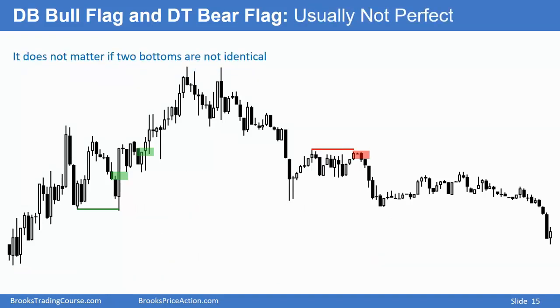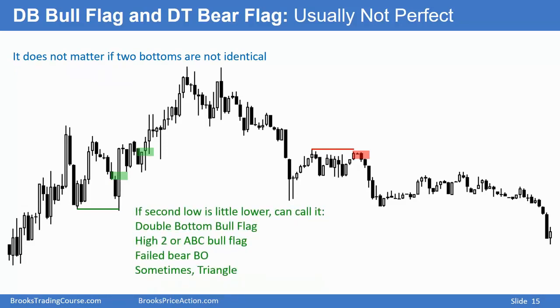Computers don't care if the double tops and double bottoms are identical. Usually they're not identical. If the second low is a little bit lower, you can call it a double bottom bull flag. You can call it an ABC bull flag, ABC. You can call it a high 2 bull flag. Tried to reverse back up once with a high 1, and now a second time a high 2.